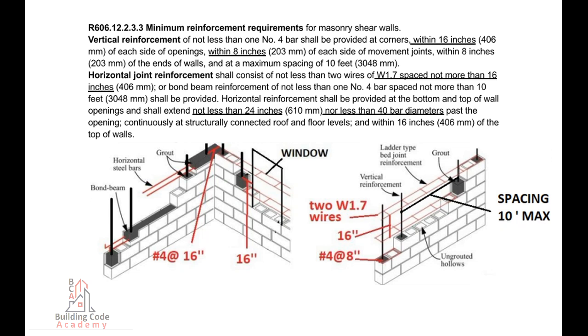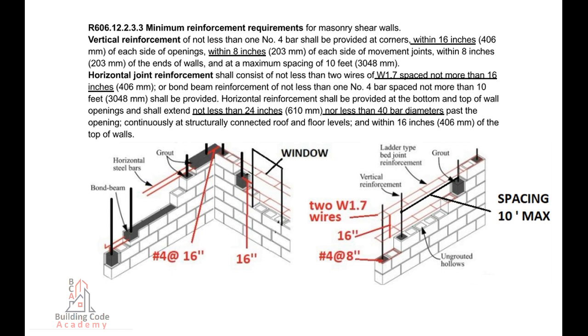R606.12.2.3.3 Minimum reinforcement requirements for masonry shear walls. Vertical reinforcement of not less than 1 number 4 bar shall be provided at corners within 16 inches, 406 millimeters of each side of openings, with 8 inches, 203 millimeters of each side of movement joints, within 8 inches, 203 millimeters of the end walls, and at a maximum spacing of 10 feet, 3,048 millimeters.